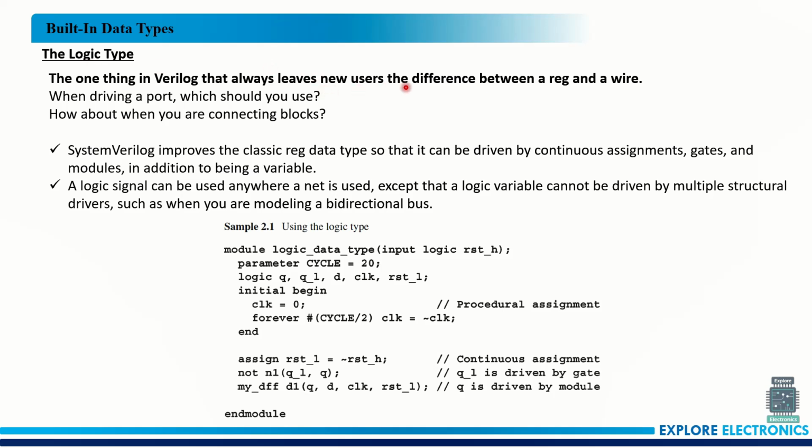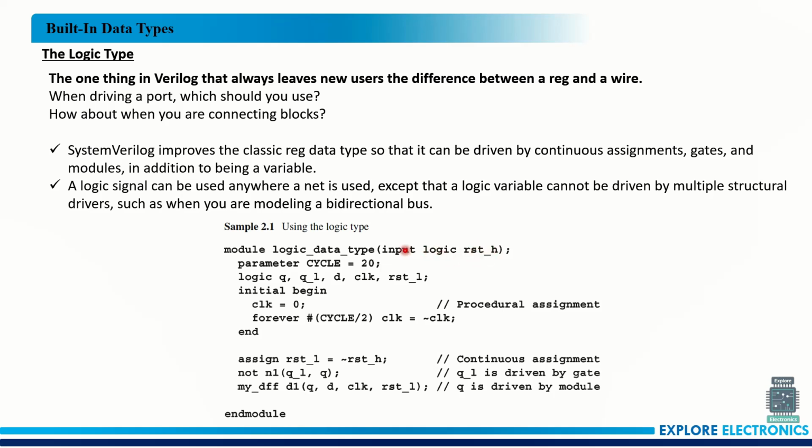It will allow us to operate the variable as a reg and also as a wire. The confusion we have when driving a port, which one to use, and when we are connecting the blocks, can be avoided using the logic data type. And this is a System Verilog data type that improves the classic reg data type, which can be driven by continuous assignments, gates as well as modules, in addition to being a variable. You can see here in the example, there is a module called logic data type, and we are giving an input as input logic rst underscore h.